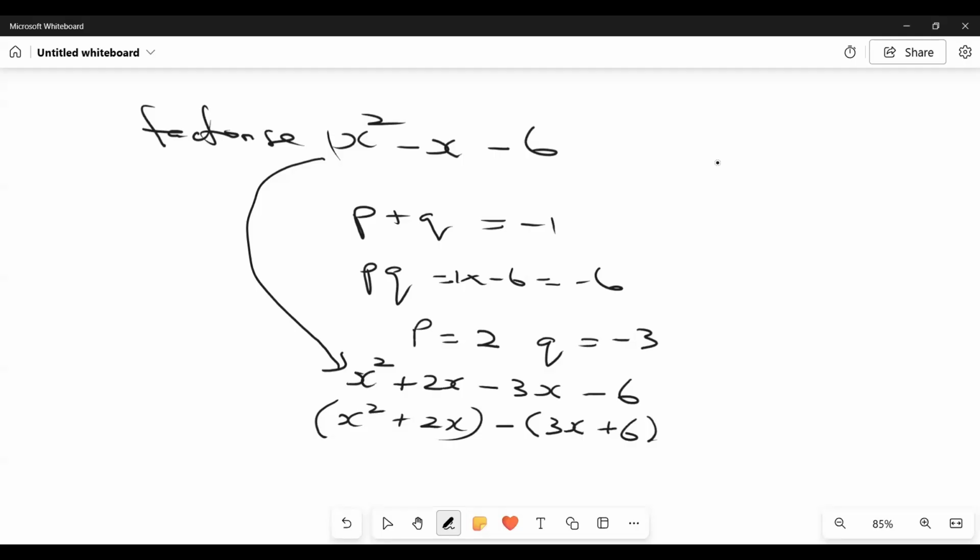I'll show you an alternative just now. But let's go with this. So we go with x into x plus 2, minus, you take out 3 now, and you get x plus 2 again.